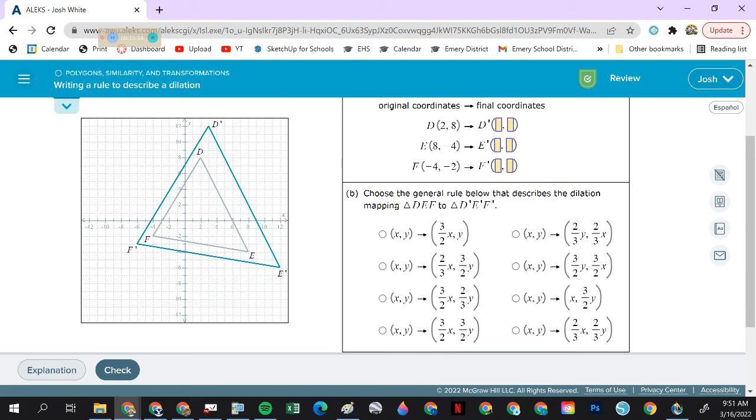Okay. And then you have to figure out which of these rules is going to turn triangle DEF to triangle D prime E prime F prime. Which one do you think it is? It's this one, right? Oh no, not that one. It's got to be 3 over 2, and oh, this one. This is the one we want. The x's and y's are in the right place, and both of them are multiplied by 1.5.